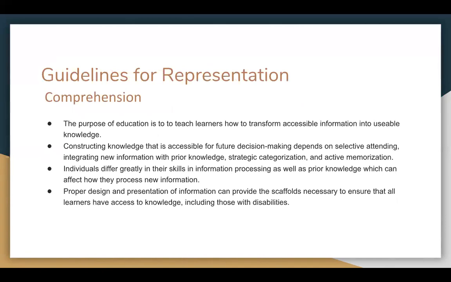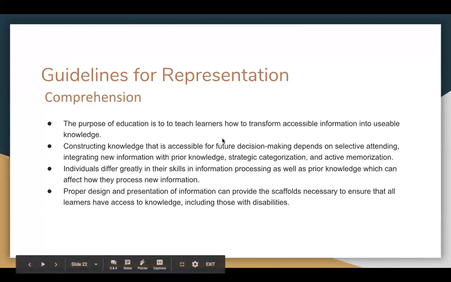The final guideline for representation is comprehension. And the purpose of education is to teach learners how to transform accessible information into usable knowledge. Constructing knowledge as accessible for future decision-making depends on selective attending, integrating new information with prior knowledge, strategic categorization, and active memorization. Individuals differ greatly in their skills in information processing as well as prior knowledge, which can affect how they process new information. Proper design and presentation of information can provide the scaffolds necessary to ensure that learners have access to all knowledge.